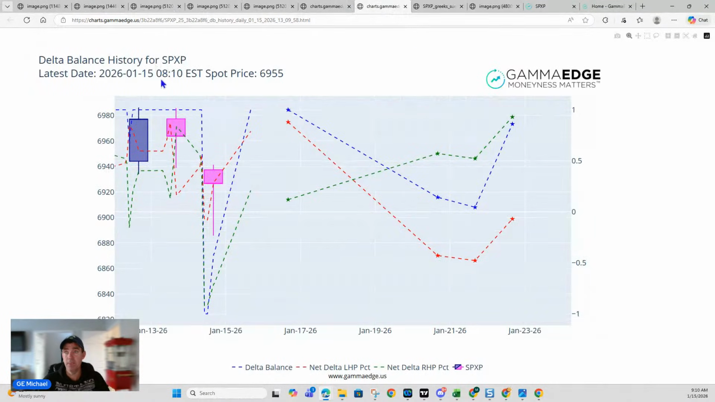All right, SPXP delta balance. Again, this is separating the overall option structure above and below spot price. So the green dotted line is above spot price. That would be your out of the money call speculation or in the money puts. You can see we bottomed yesterday, and now we're moving back to the upside as you would expect. Out of the money speculation is back above zero now. So we'll give an edge to the bulls to the upside.